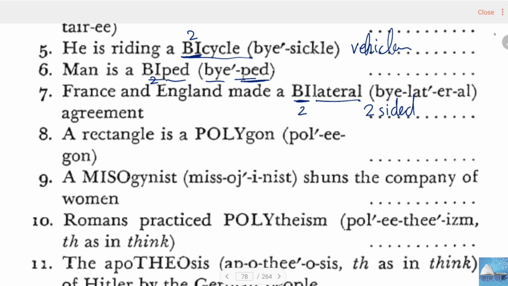8. A rectangle is a polygon. Polygon. Poly means many. And a polygon is a many-sided figure.